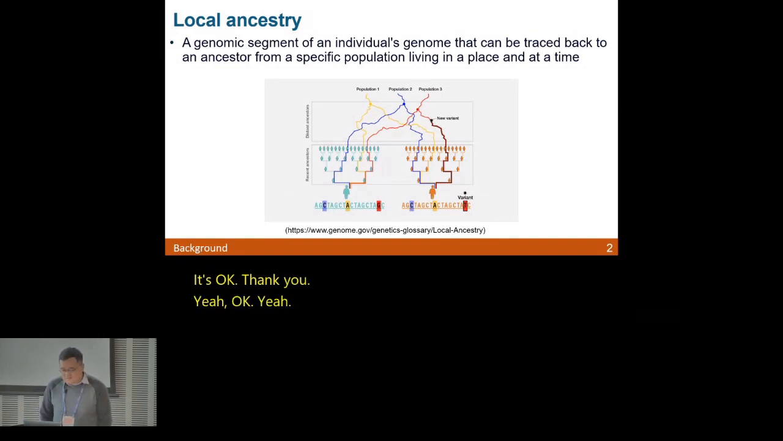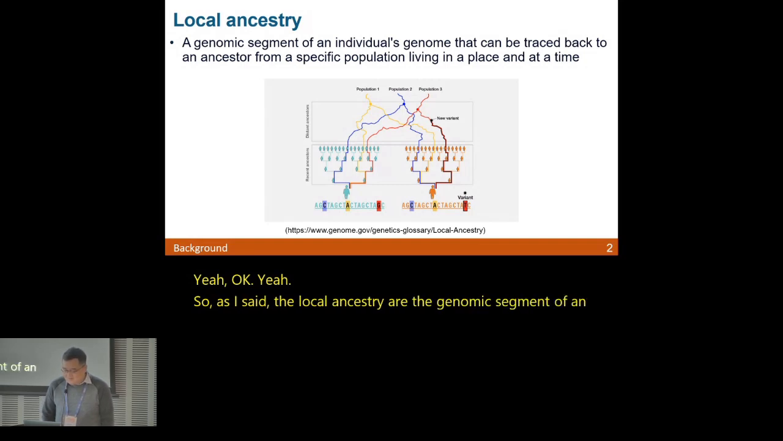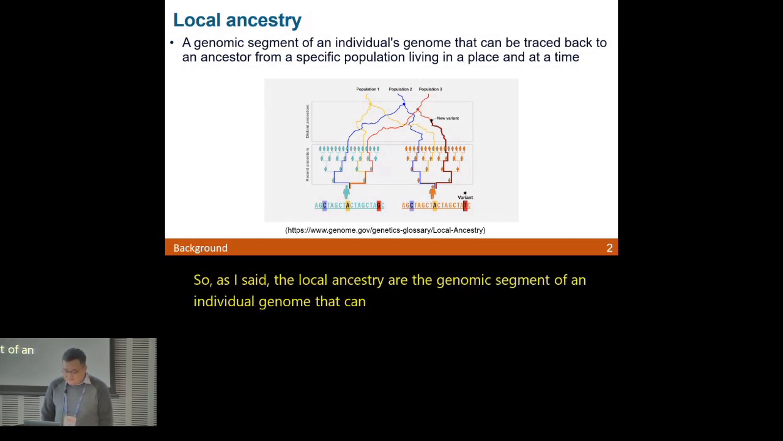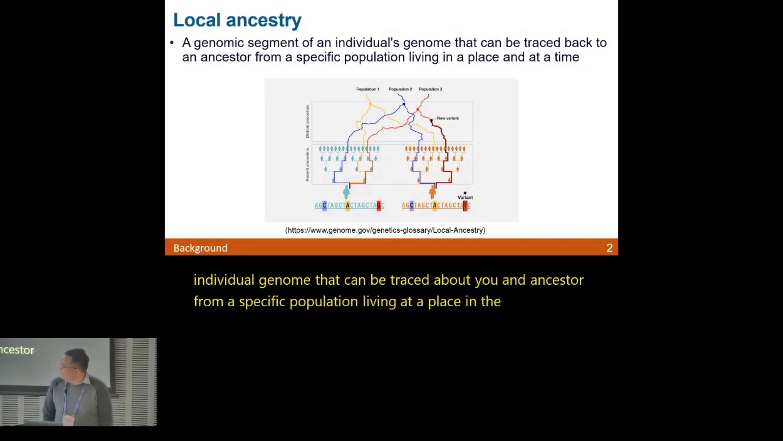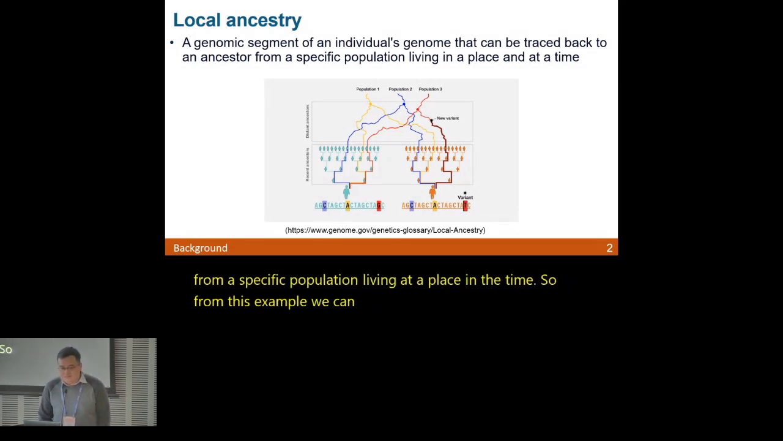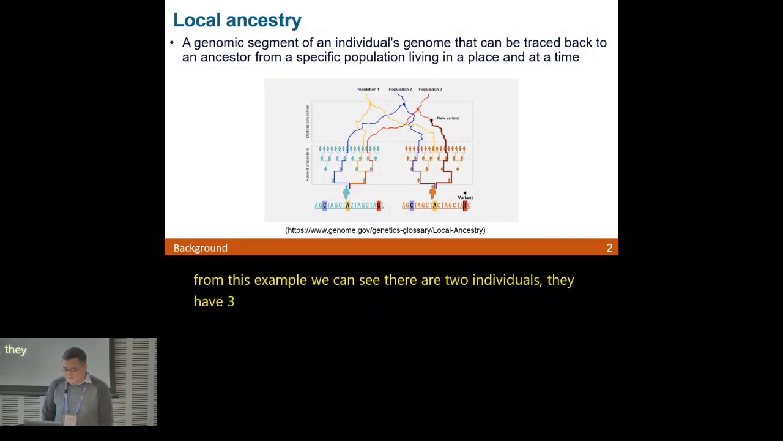So as I said, local ancestry refers to the genomic segments of an individual genome that can be traced back to an ancestor from a specific population living at a place and a time. From this example, we can see there are two individuals. They have three markers at different genome locations, which can be traced to three different ancestral populations.